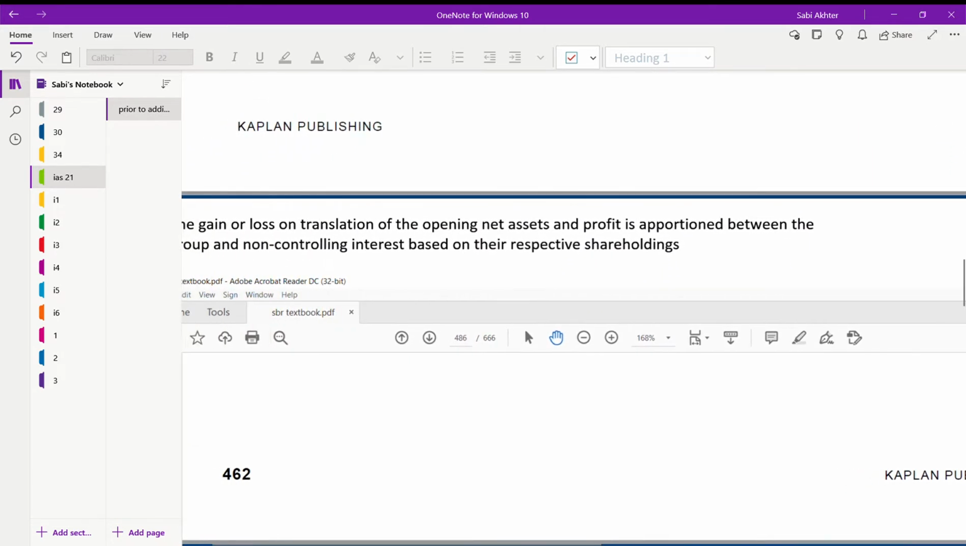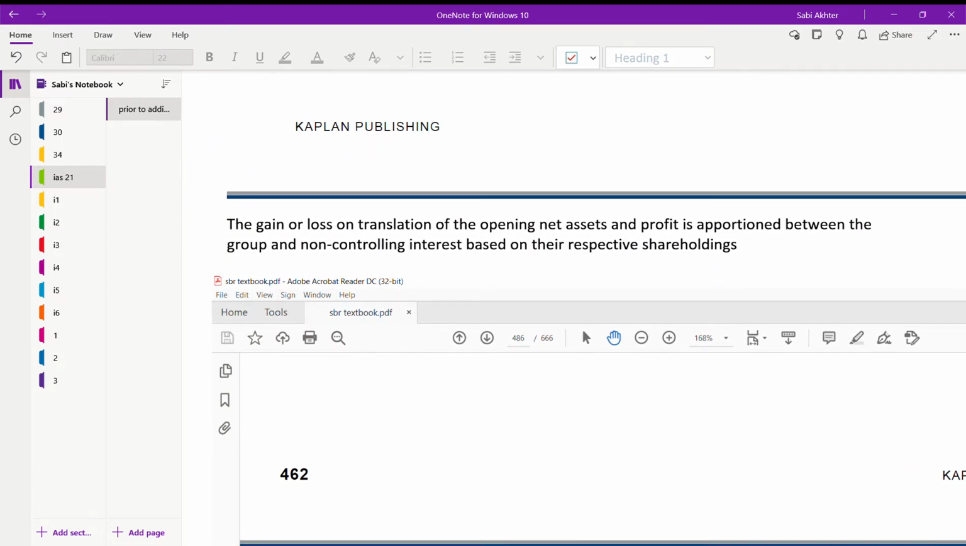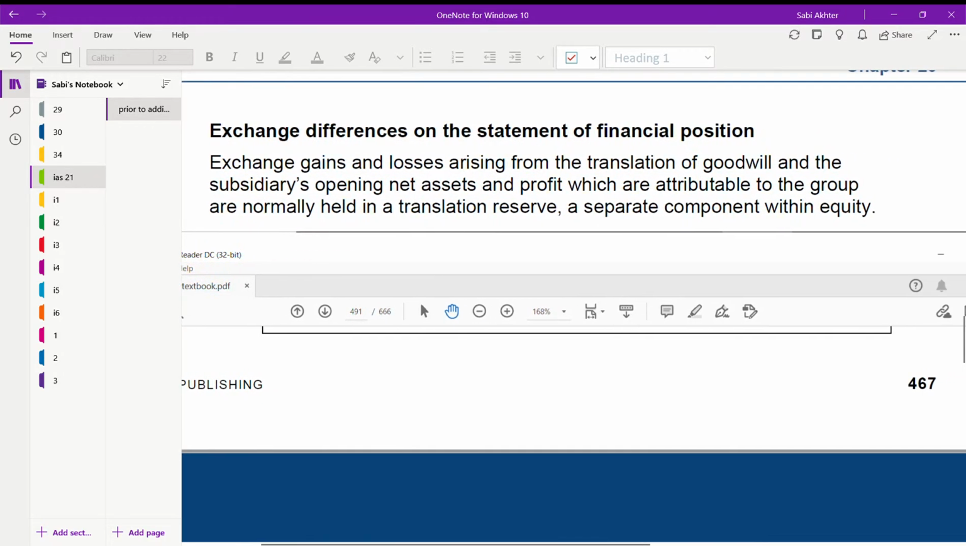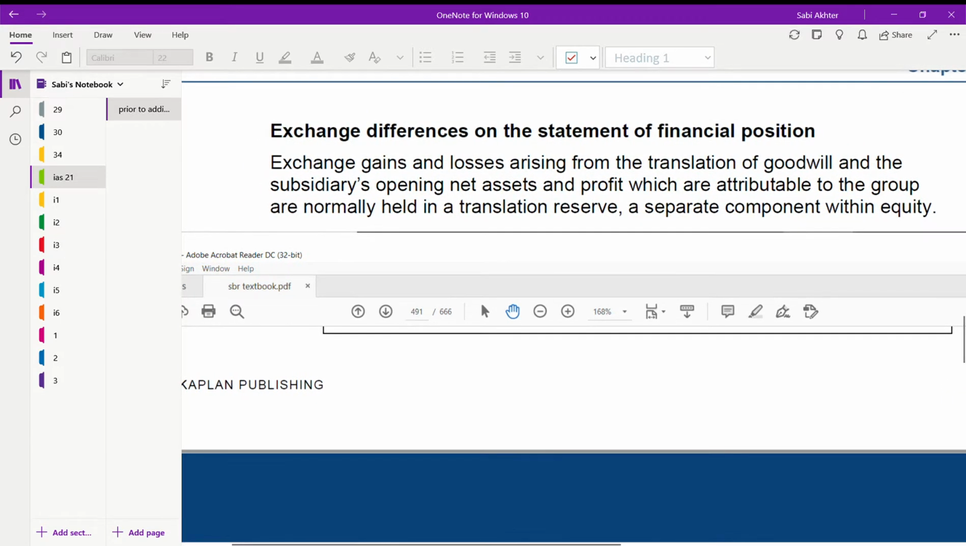So here also that gain or loss will go, net assets and profit will go to the NCI and the group. Same way how we have done for goodwill, but goodwill and net assets and profit are separate. And in the statement of financial position, there's a separate reserve known as translation reserve. It is a separate component within the equity. Exchange gains and losses will go there from the translation of goodwill as well as the net assets and profit. Whatever the gains and losses due to these three things will go there.